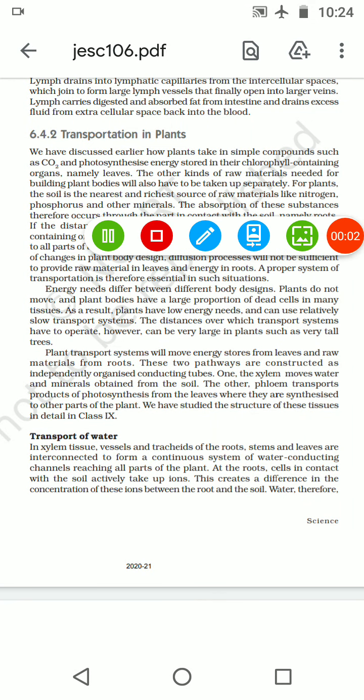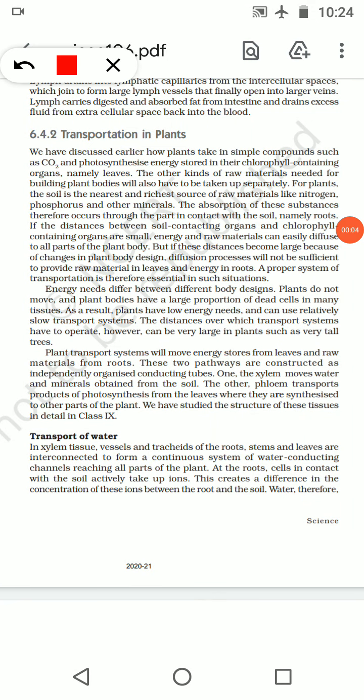Hello friends, welcome. Today we will be reading from class 10, the life process. We are going to read transportation. We have already seen nutrition, respiration, and transportation in animals, and now we are coming to transportation in plants.